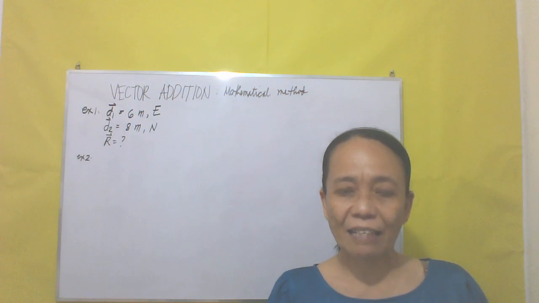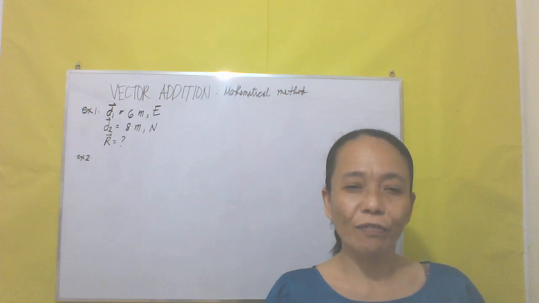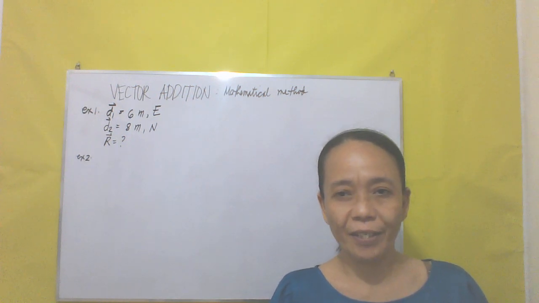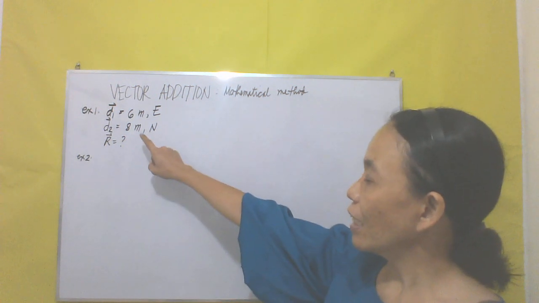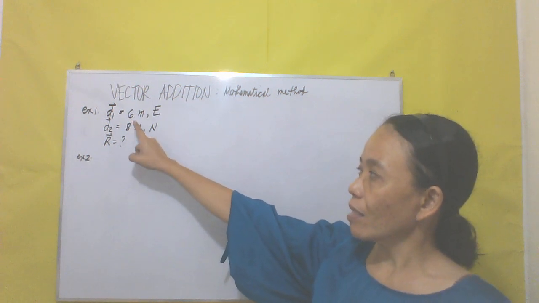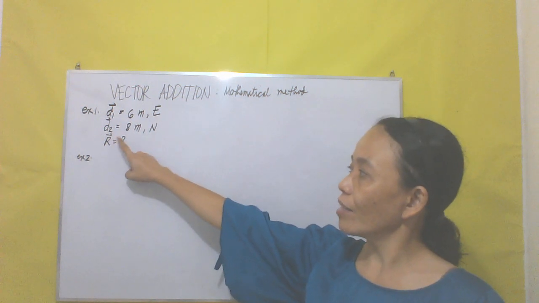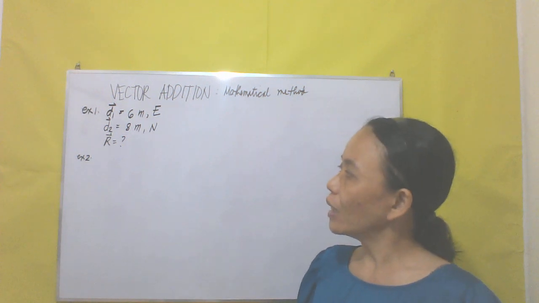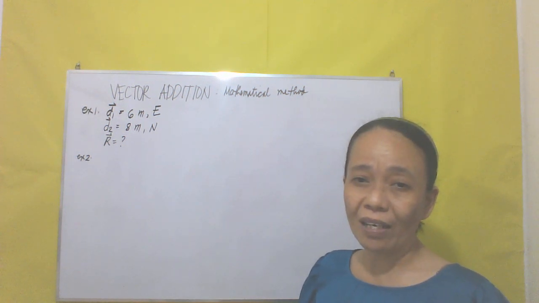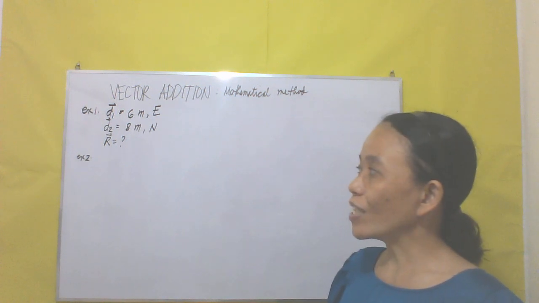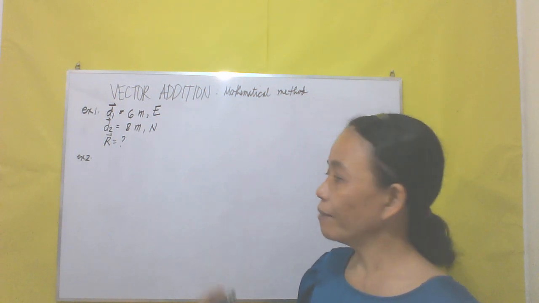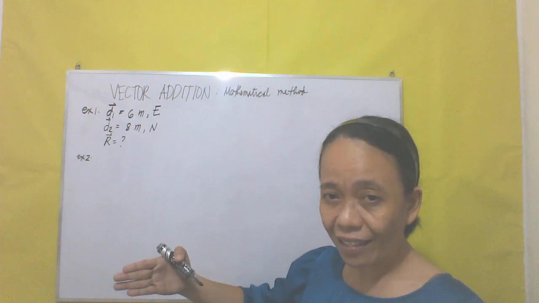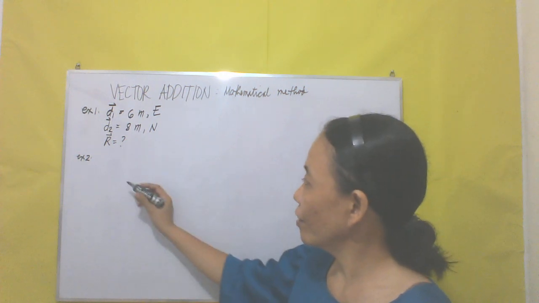Okay, this time, the mathematical way of solving the resultant vector. Suppose we have d1, a displacement of 6 meters east, and d2 is 8 meters north. Find the resultant vector r. Let us first use the head-to-tail method and apply the mathematical method.